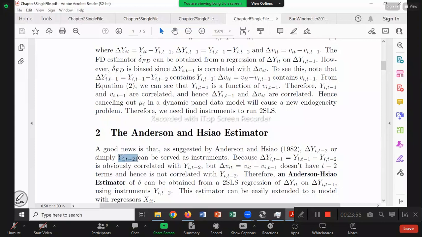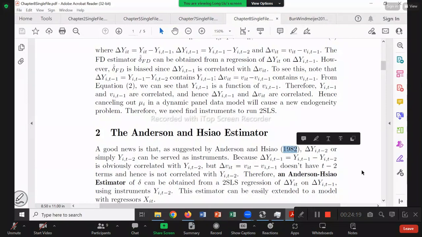Just remember, use instruments y t minus 2, right? Y t minus 2 as instrument. That's the Anderson and Hsiao estimator. It's from 1982. Anderson and Hsiao were the first ones who solved the problem.